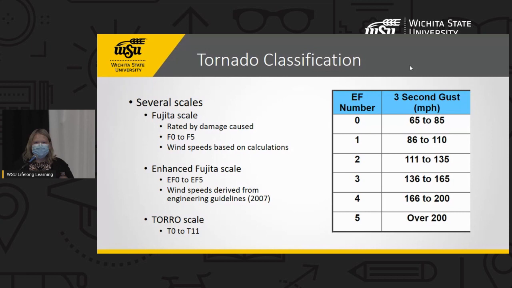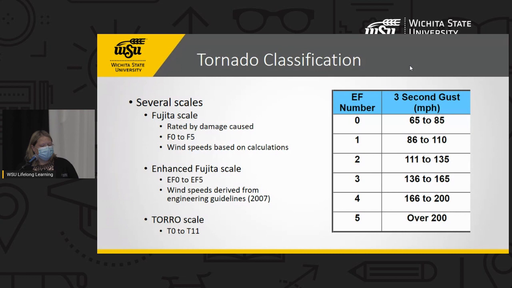Okay, so the tornado classification system. Tornadoes, well, there's three different kinds of classification systems. There's the Fujita scale, the enhanced Fujita scale, and the Toro scale. We used to use the Fujita scale, and it rates and categorizes tornadoes based on how much damage they caused. And it was an F0 through an F5.